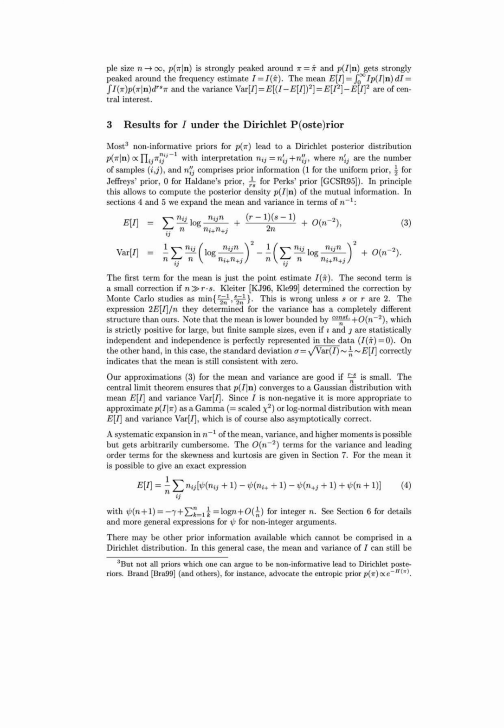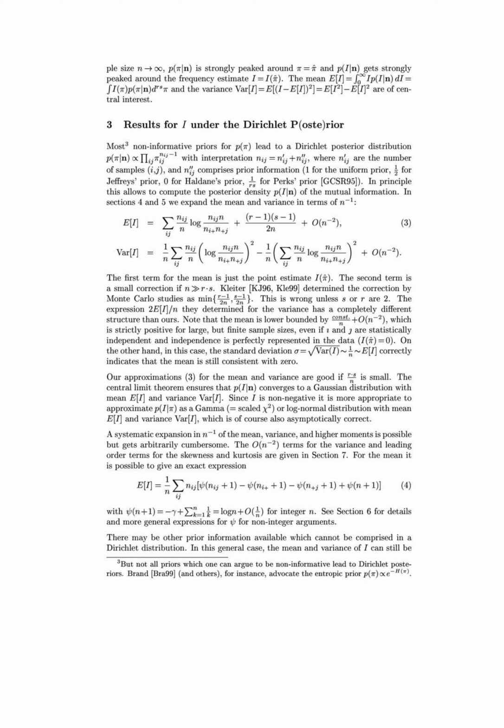A systematic expansion in n⁻¹ of the mean, variance, and higher moments is possible but gets arbitrarily cumbersome. The O(n⁻²) terms for the variance and leading order terms for the skewness and kurtosis are given in section 7. For the mean, it is possible to give an exact expression in terms of ψ(n) = d/dn log Γ(n) = log n + O(1/n) for integer n. See section 6 for details and more general expressions for non-integer arguments.